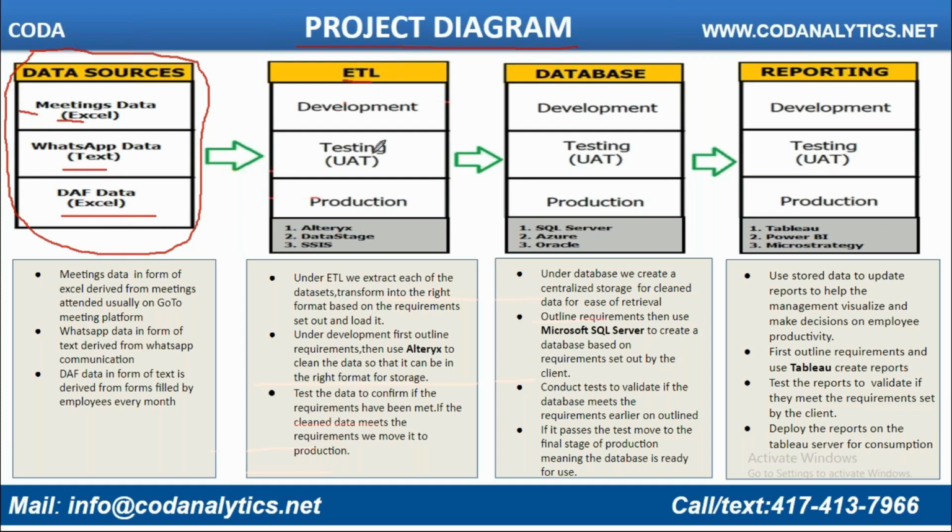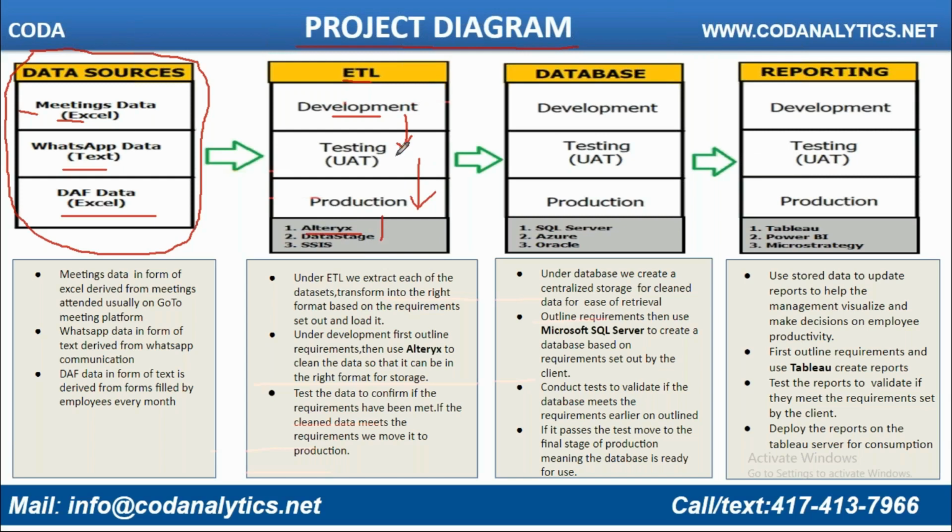And then under the ETL process, we have the development part, where we develop the workflows. After developing, we subject this to testing to see if it meets the requirement that was outlined. If it meets the requirement, then we can take it to the next step, which is production. In this process, we use these tools: Alteryx, DataStage, and SSIS. But for our case, we will be using the Alteryx tool for today's demonstration.